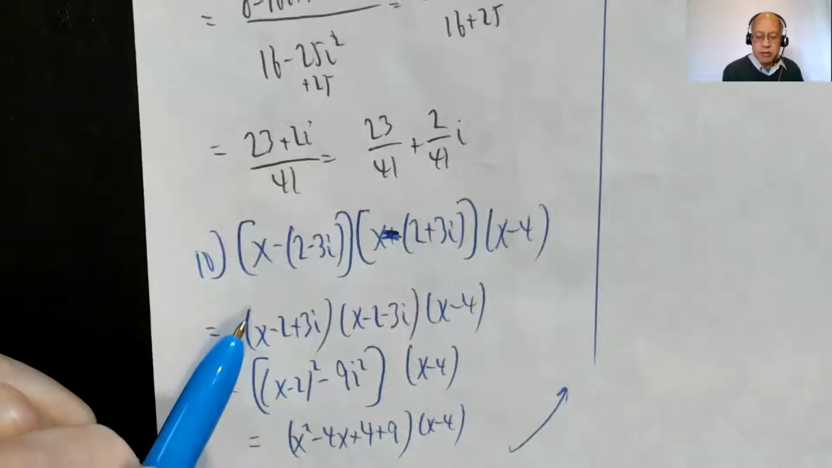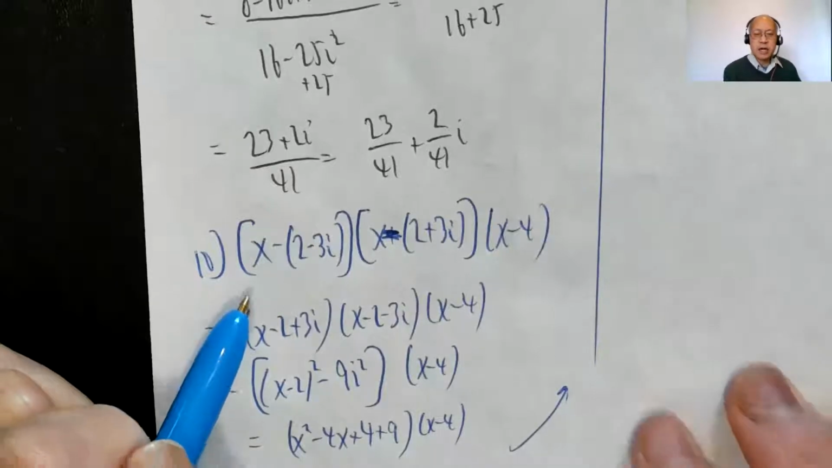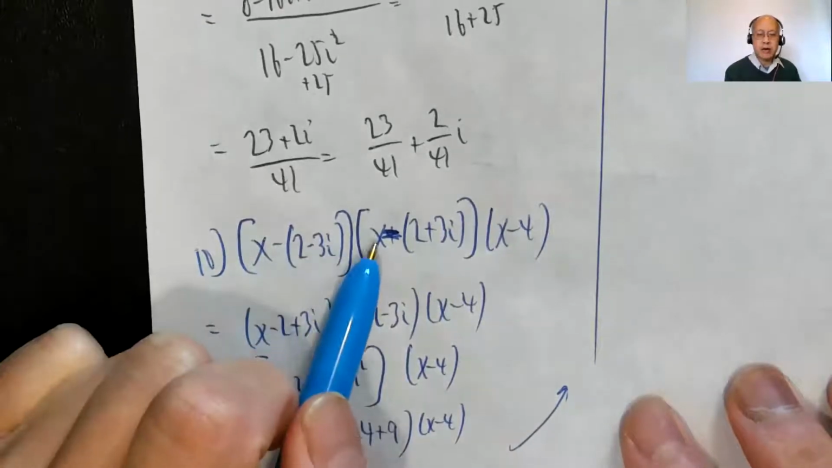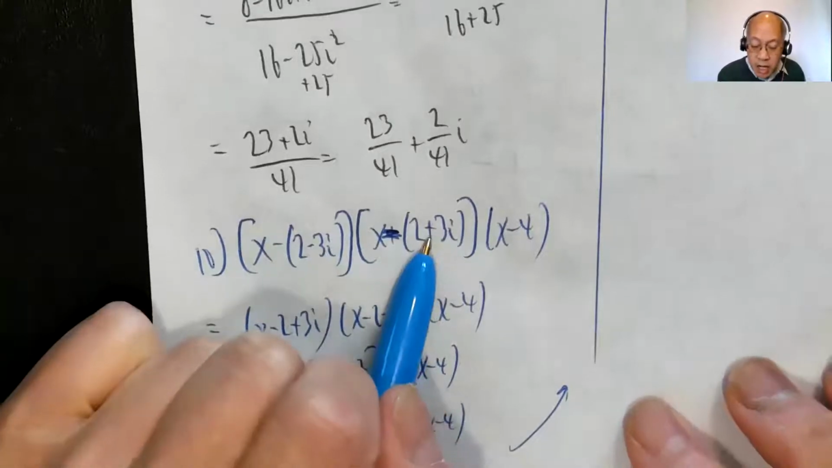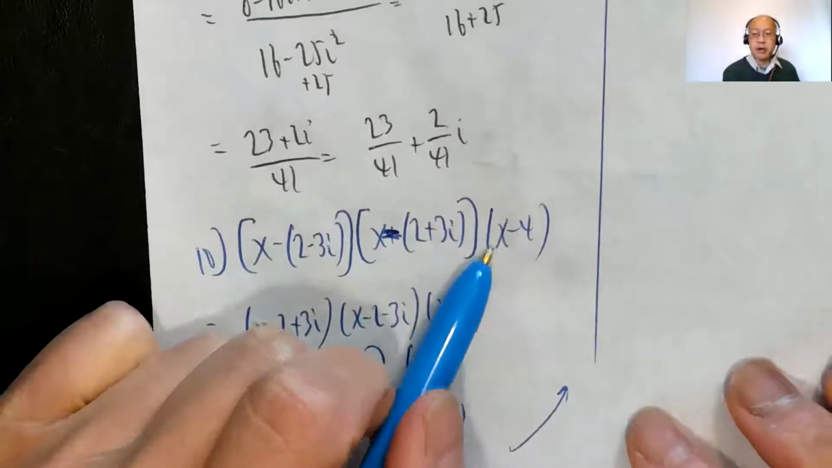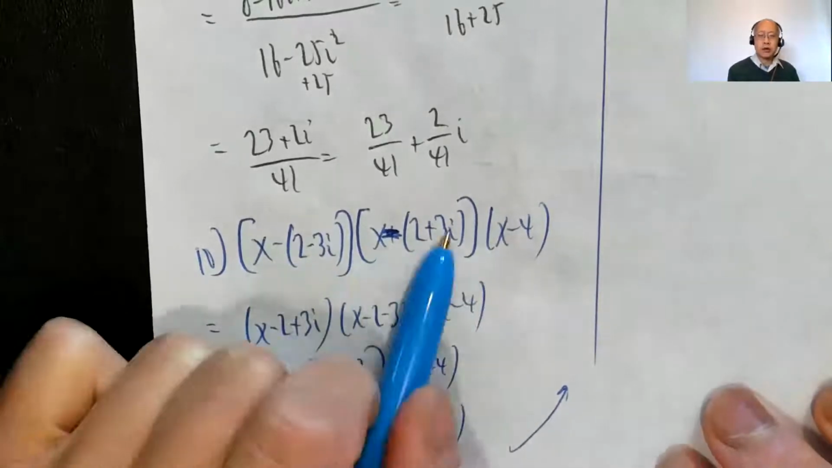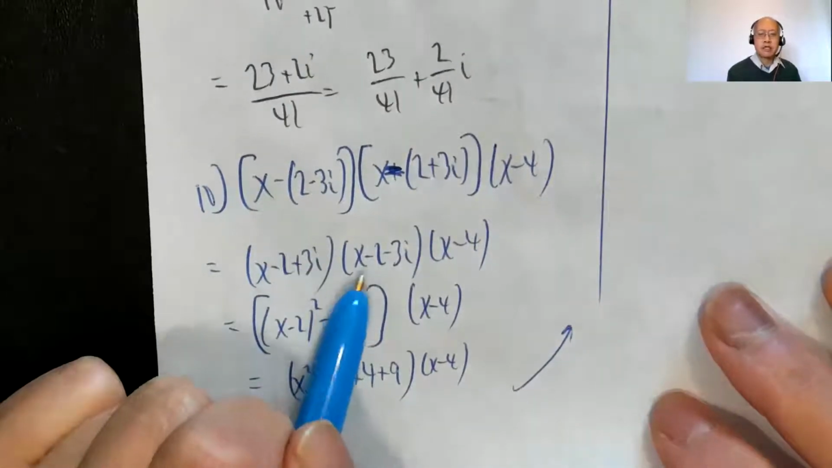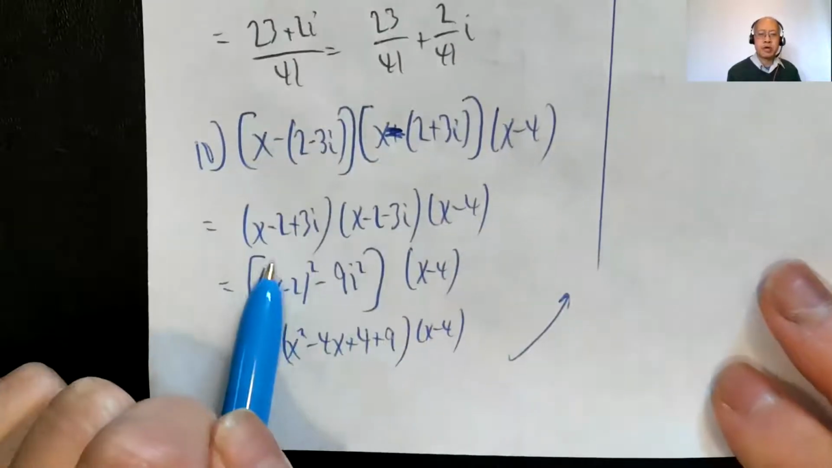Number 10, you're given 2 minus 3i is a zero. So x minus parentheses 2 minus 3i. That makes the other one x minus 2 plus 3i. And we're also given 4 as a solution, so x minus 4. Hard part is to work this out. Distribute the minus sign. It's x minus 2 plus 3i, x minus 2 minus 3i, x minus 4.